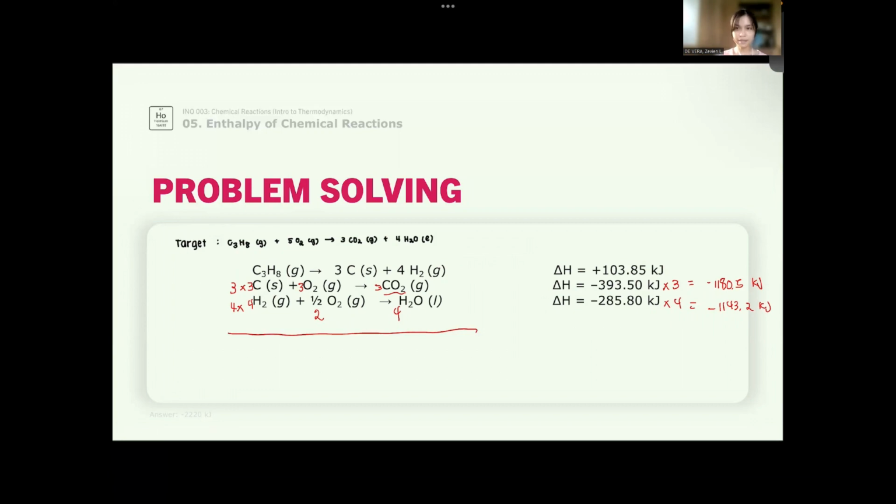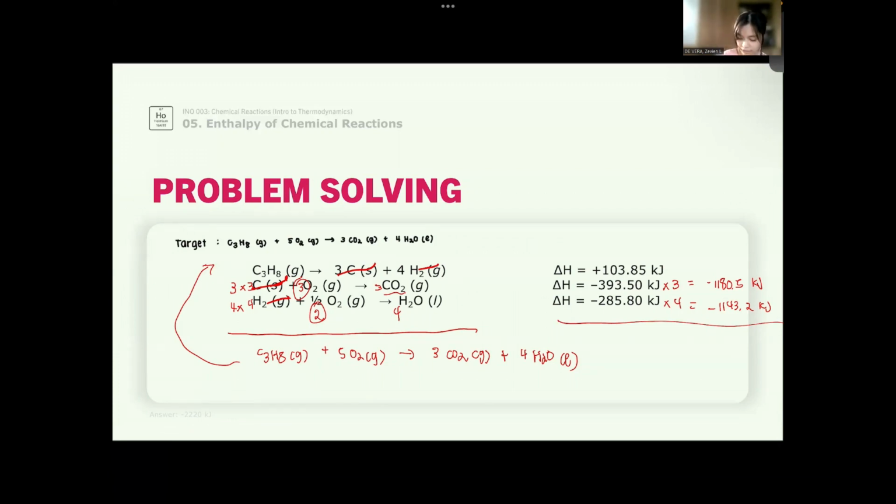Now we have to cancel all terms that cancel each other out. For the first term, we can cancel this solid carbon here and this one. We can also cancel the H2 molecules from the first equation and the third equation, and that will lead us to C3H8 plus 3 plus 2 is equal to 5O2, 3CO2 plus 4H2O, which is exactly the same as our target equation. Now we have to add all of these values to get the total enthalpy change, and that will give us negative 2220 kilojoules.